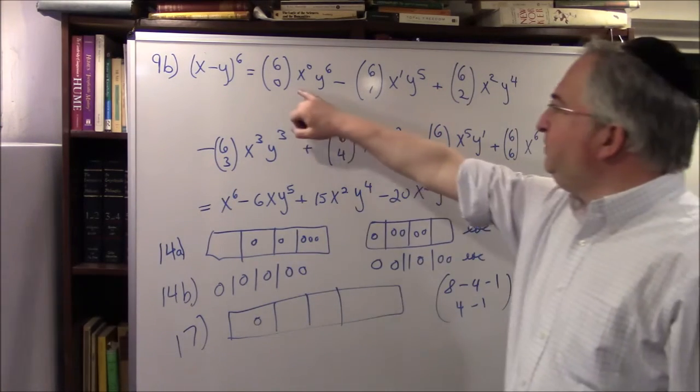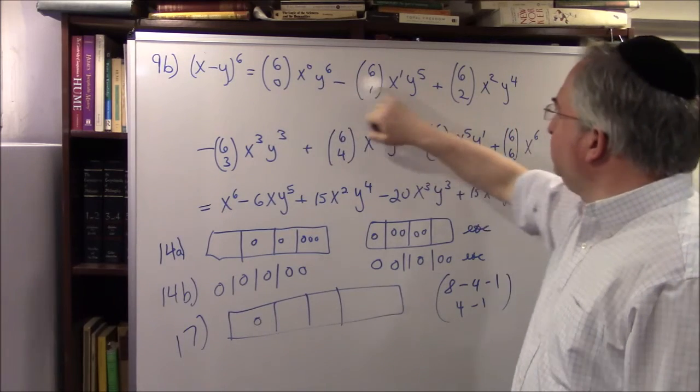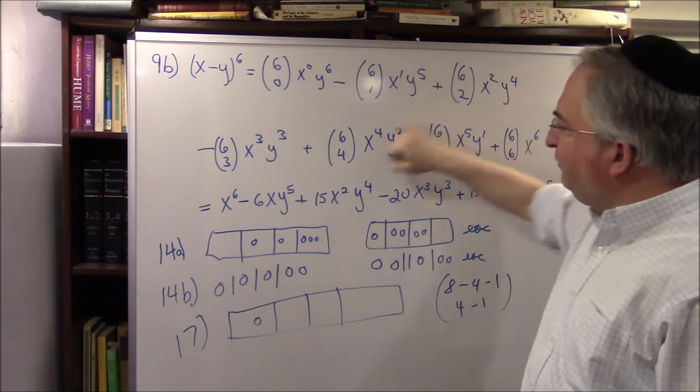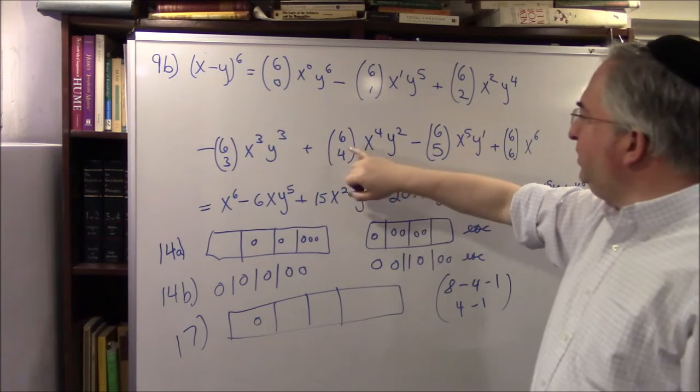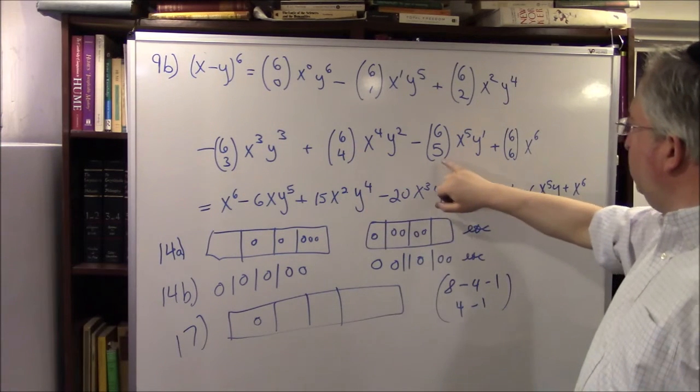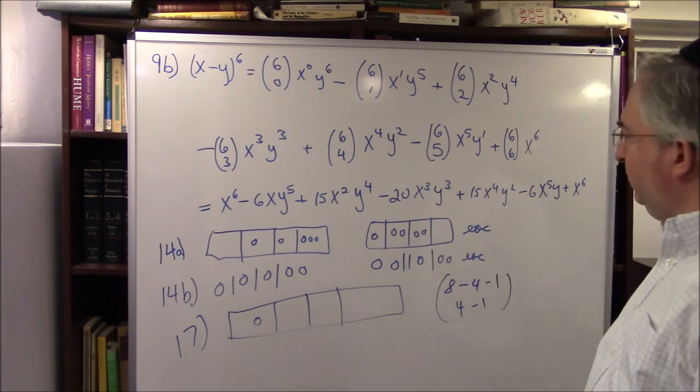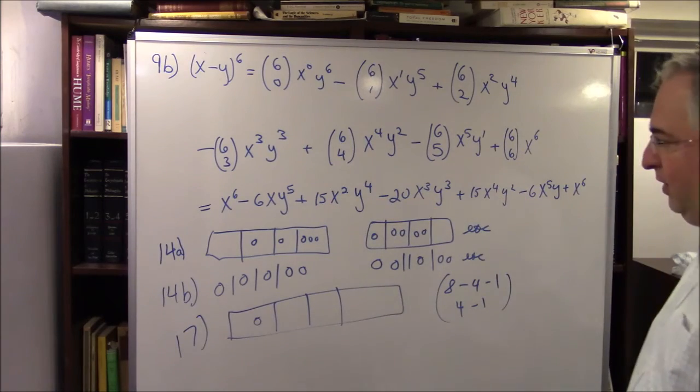Okay? This becomes 1, 6. 6 choose 2 is 15. 6 choose 3 is 20. 6 choose 4 is 15. 6, 1. Okay? And I wrote up the final answer there.